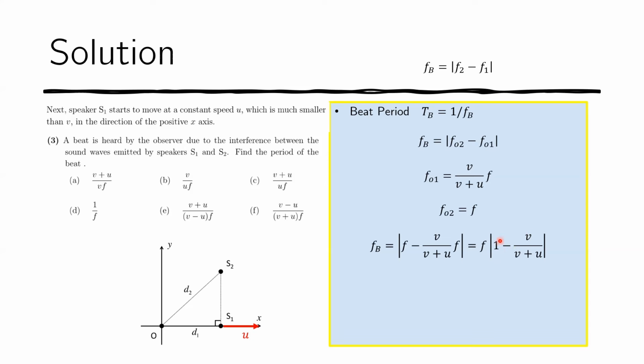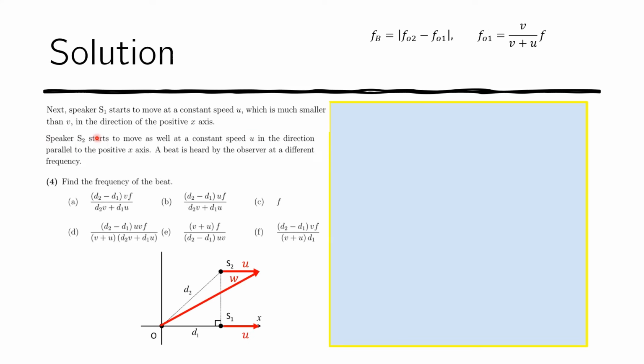Now let's just simplify that. And notice we just multiplied this by this denominator here. And so the v's on top would cancel and the denominator would look like this. And therefore, the period, which is just the reciprocal of this, would look like this. And that would be letter C here.